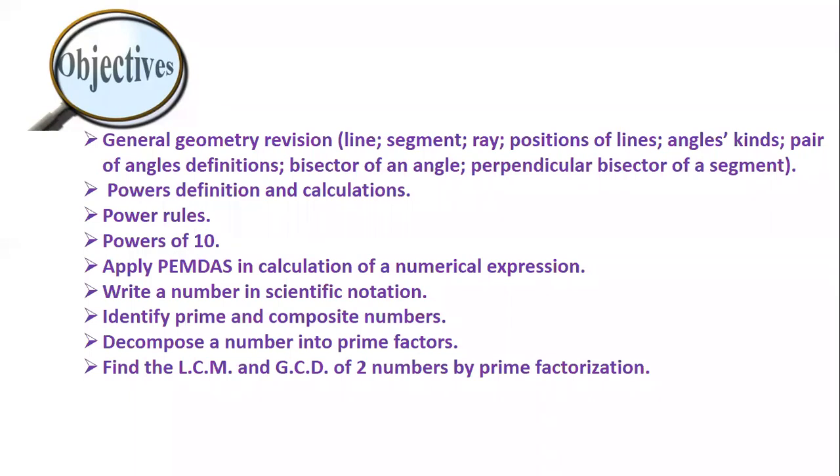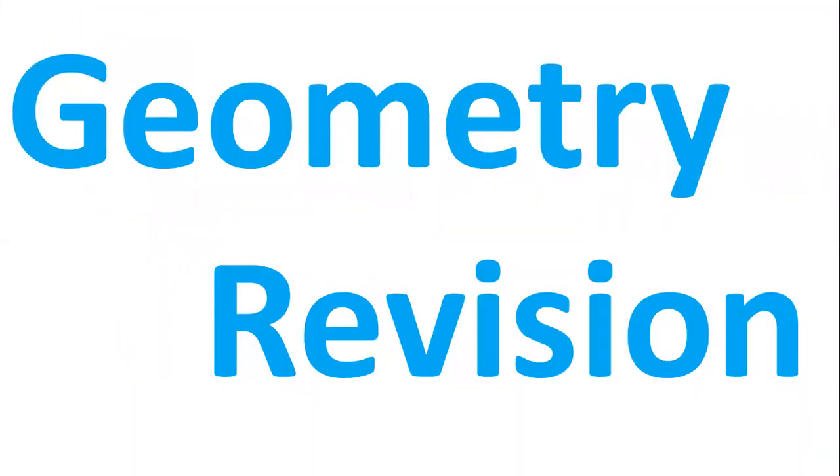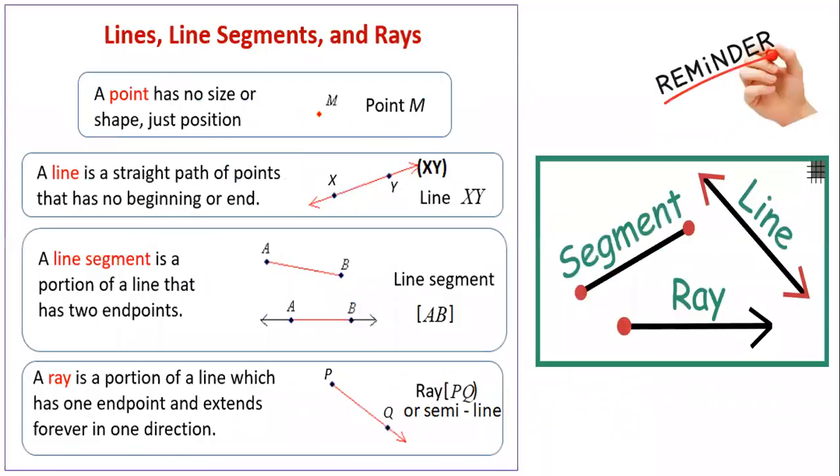How we apply PEMDAS or the order of operations in calculation of a numerical expression, how we write a number in scientific notation. Then we will identify prime numbers and composite numbers. We will decompose a number into prime factors. Then we will see how we can find the LCM and the GCD of 2 numbers, of course, using prime factorization. So first of all, the geometry revision.